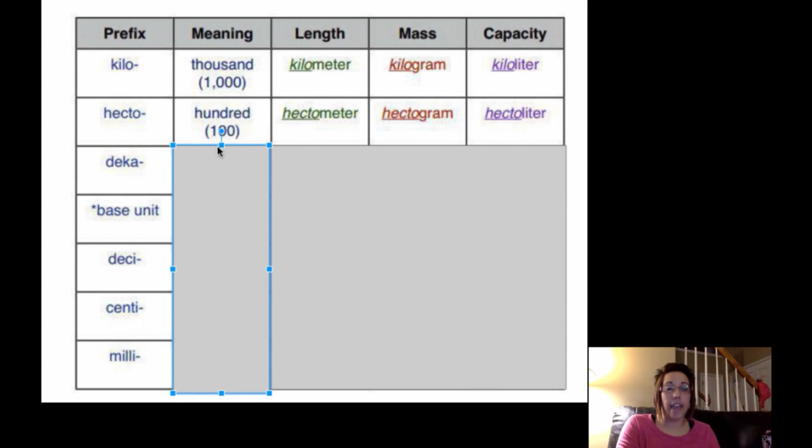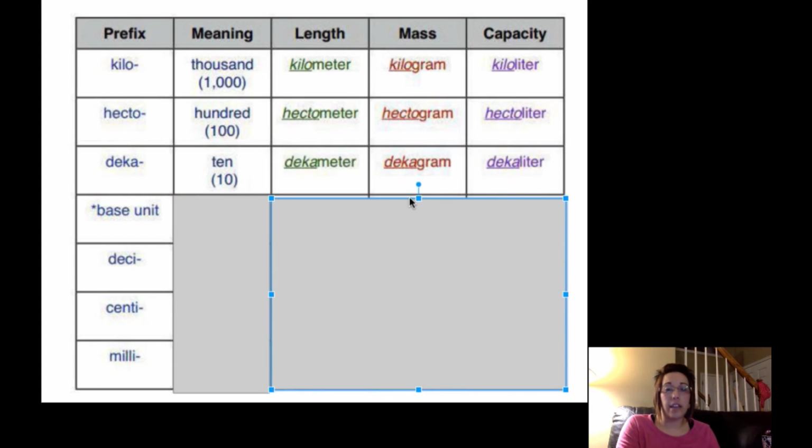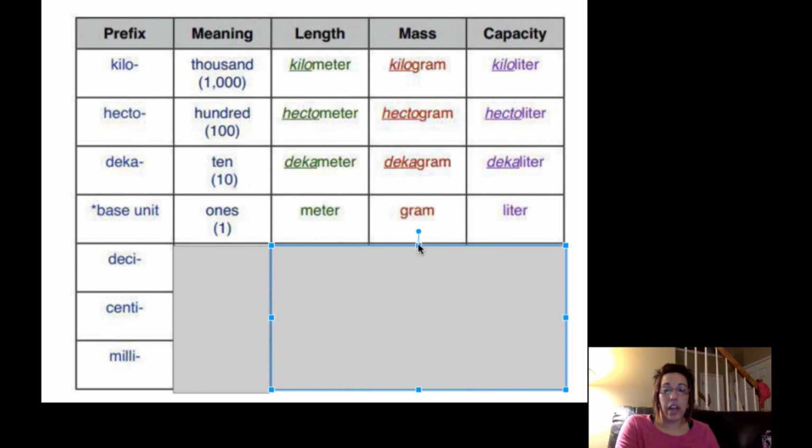Our next one is deca, and deca stands for 10 in our base 10 metric system of measurement. So we would have a decameter, a decagram, and a decaliter. Our base units are what is important. That would be like our ones place, if we think about this like place value. So in our ones place would be a meter, a gram, or a liter.